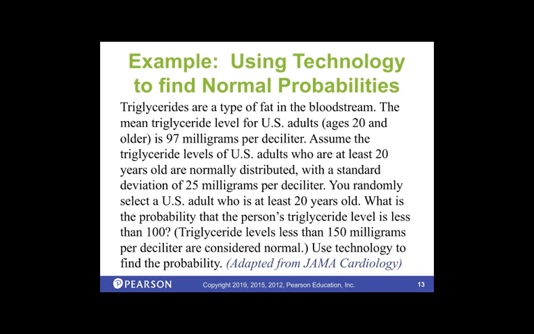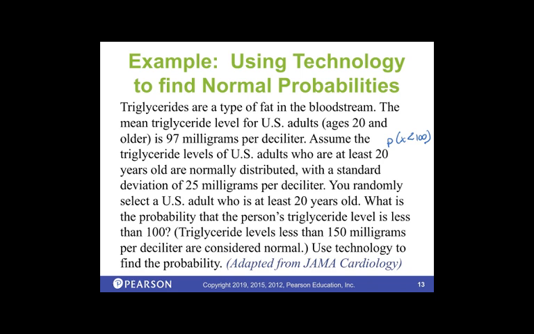So in this example, we have that triglycerides are a type of fat in the bloodstream. The average triglyceride level for U.S. adults age 20 and older is 97 milligrams per deciliter. Assume the triglyceride levels of U.S. adults who are at least 20 years old are normally distributed with a standard deviation of 25 milligrams per deciliter. We randomly select a U.S. adult who is at least 20 years old. What's the probability that the person's triglyceride level is less than 100? So we're looking for the probability that x is less than 100, right?